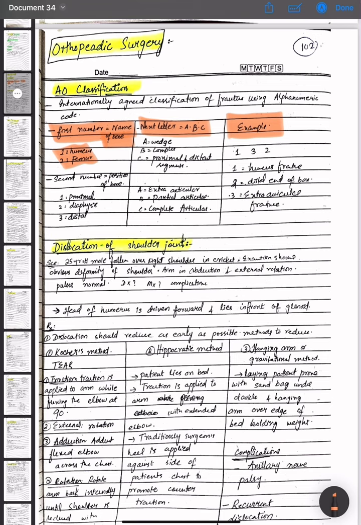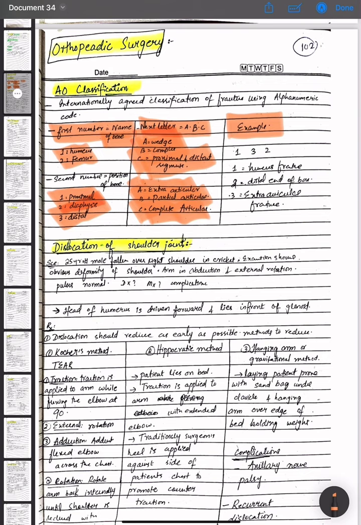If the number is 1, then it is the proximal portion. If 2, diaphysis. If 3, then it is distal. The next letter that we have is A, B and C. A is for simple, B is for wedge or complex, and C is for complex. So the A, B and C are for extra-articular, partial articular or complete articular segments.